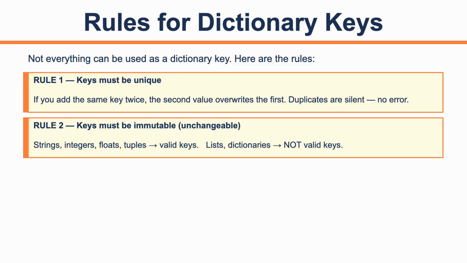Two important rules govern what can be a key. First, every key must be unique. Adding the same key twice silently overwrites the first value. Second, keys must be immutable, meaning they cannot change. Strings and numbers make reliable keys because they cannot be changed after creation.